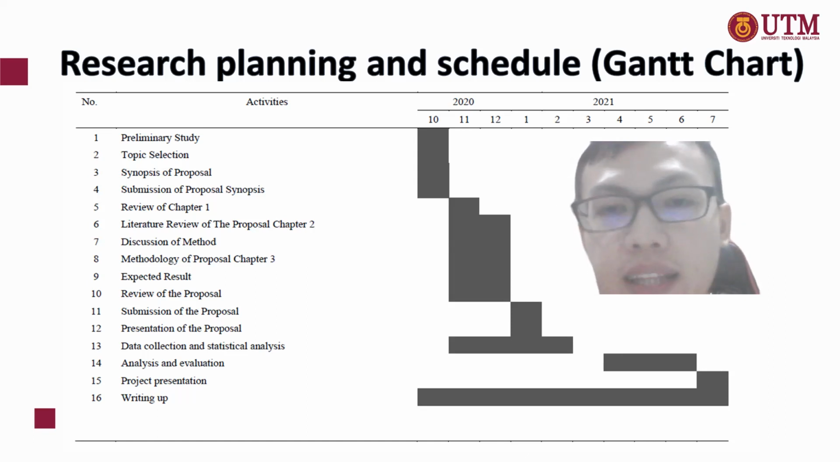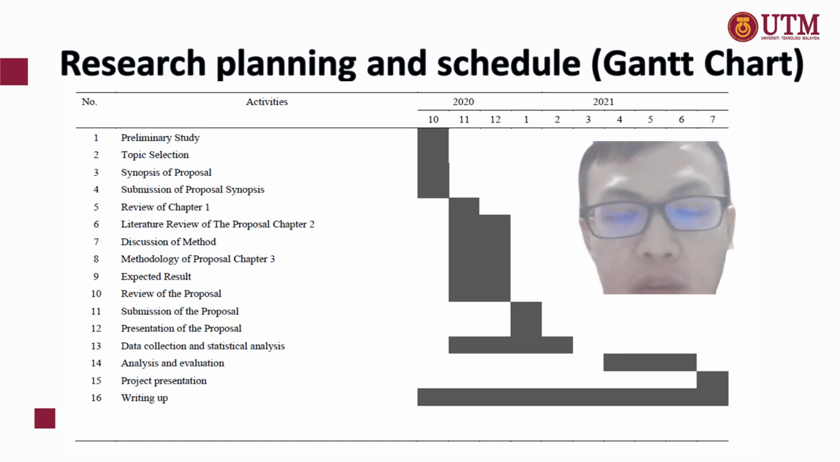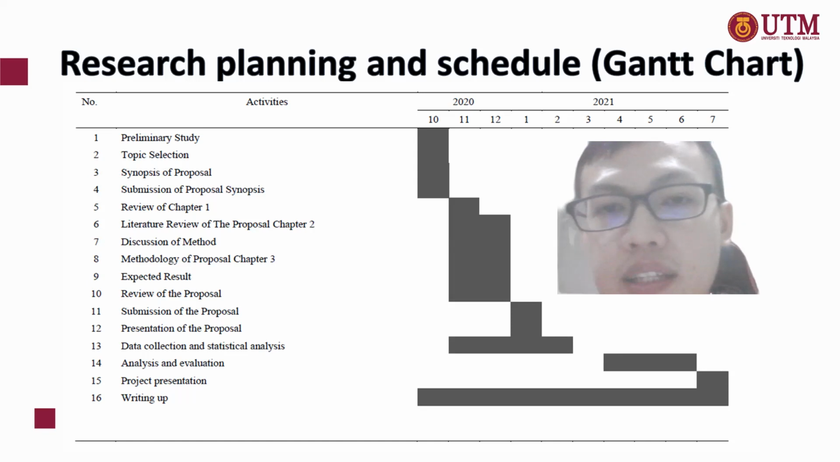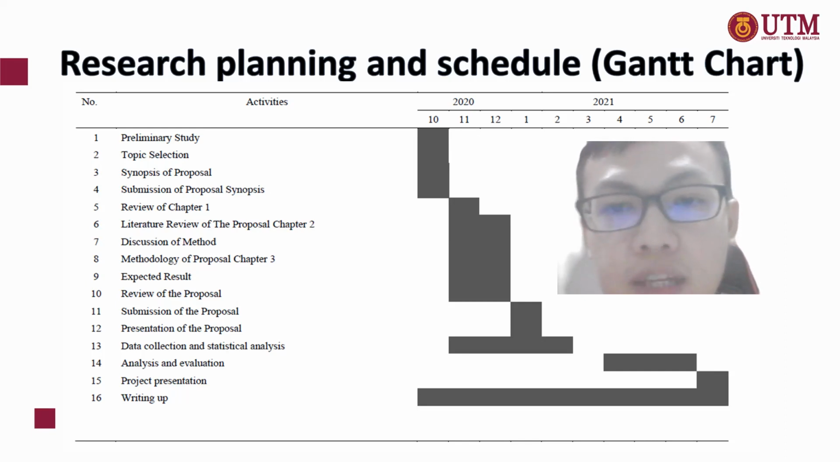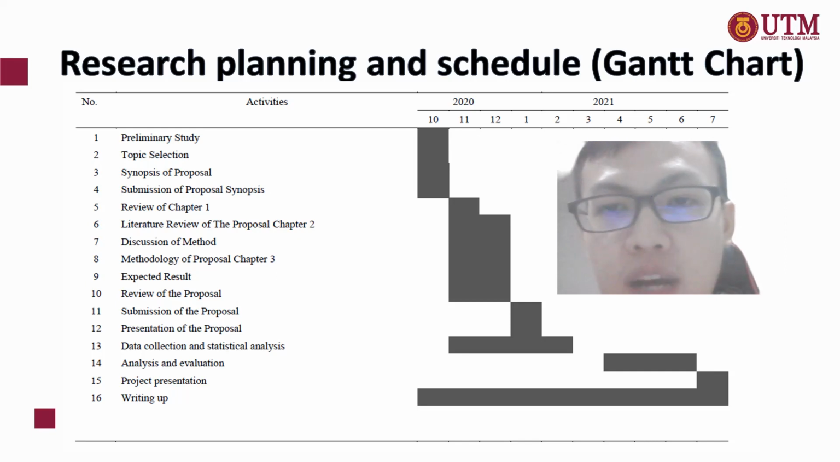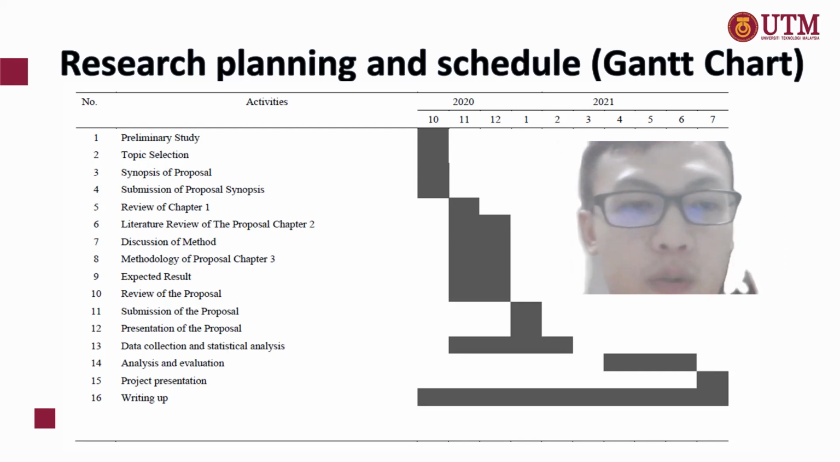And next is data collection and statistical analysis. I plan to collect the data from the Prisma platform to obtain the hyperspectral data from November 2020 until February 2021. So based on the timeline, I will collect and try my best to get the data which is cloud free for Seremban, Malaysia. And next is the analysis and evaluation. I plan to do the analysis and evaluation from April 2021 until June 2021.